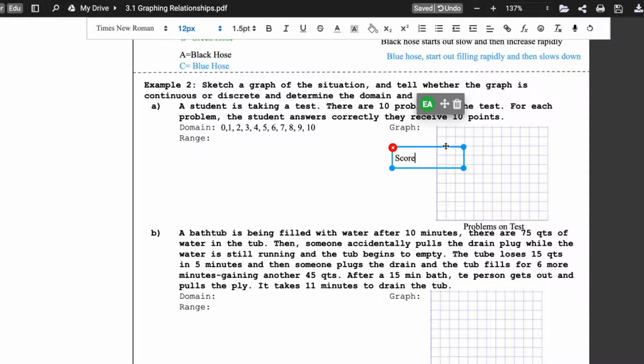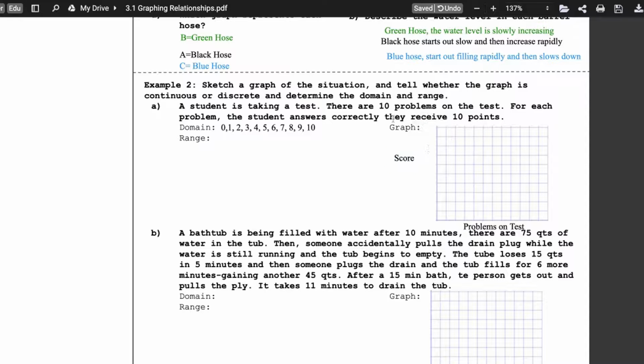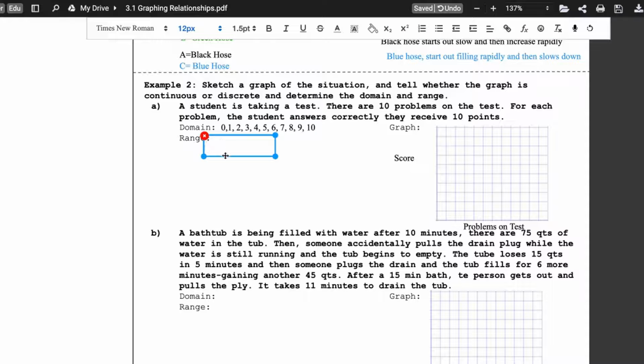Okay. And notice that they receive 10 points for each problem correct. So if they answer no problems, then they have 0 points. If they answer one problem, they have 10 points. 2 is 20, and so on. It just continues increasing by 10 each time, all the way up to 100. All right, so we've got the domain and range.